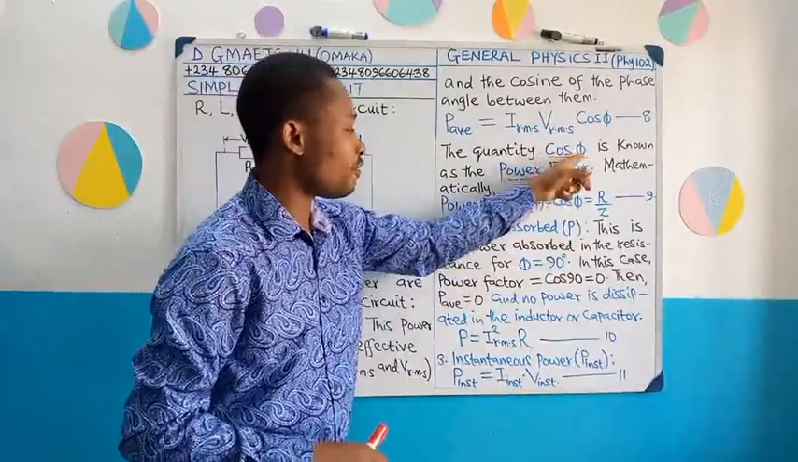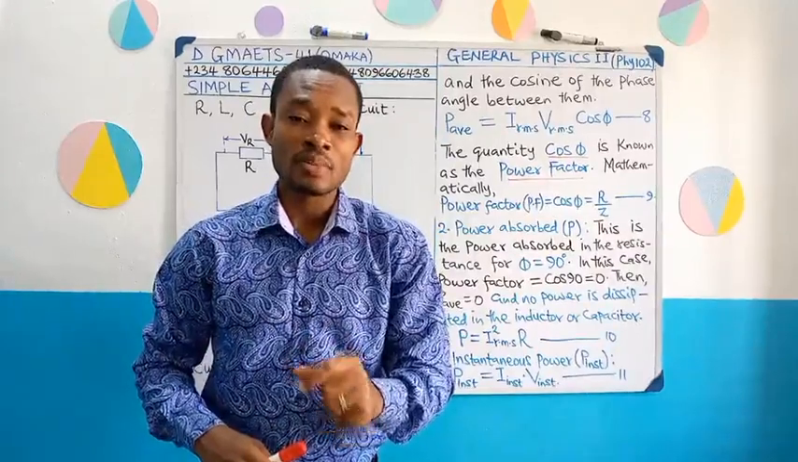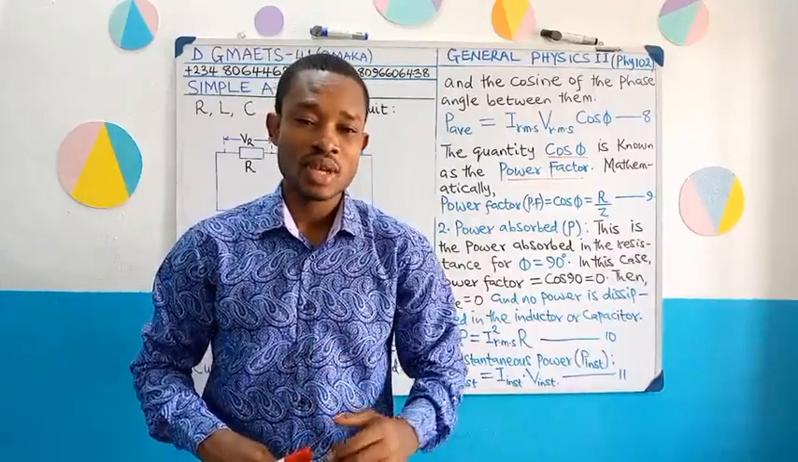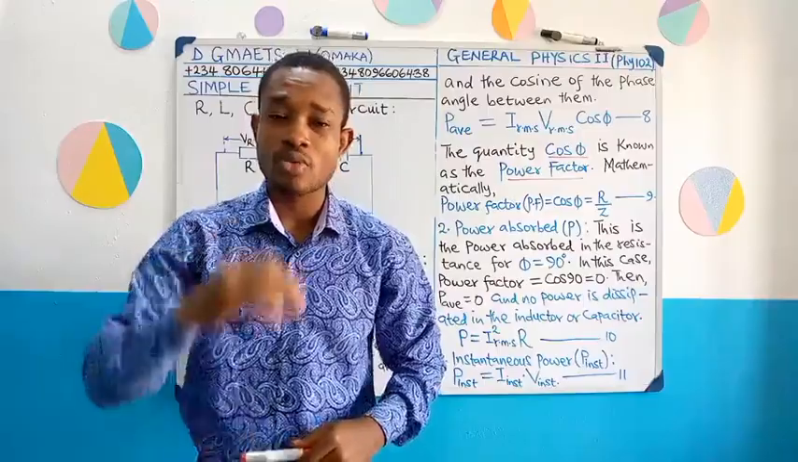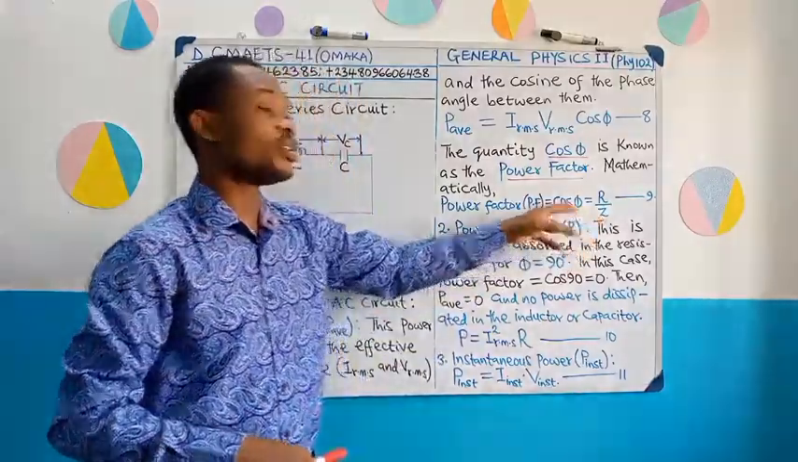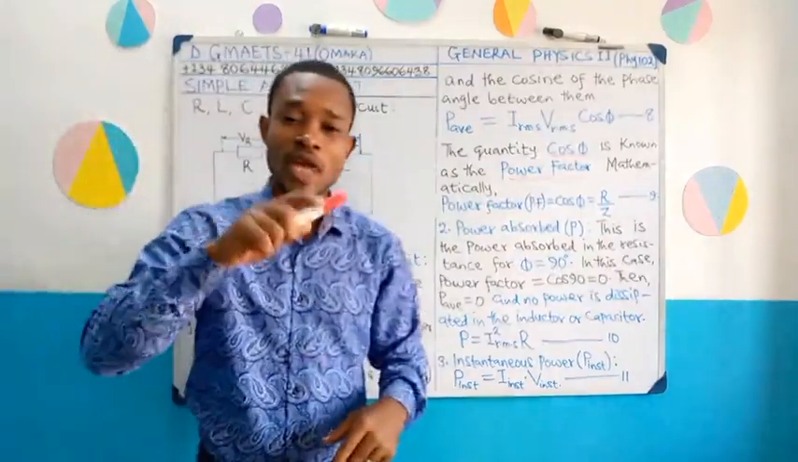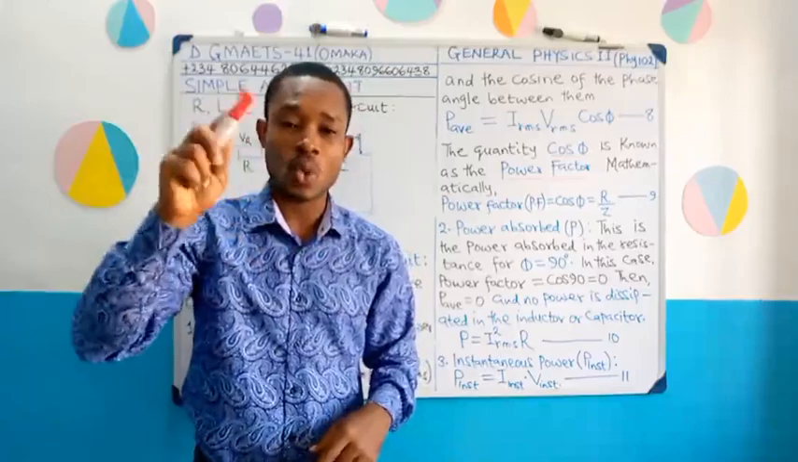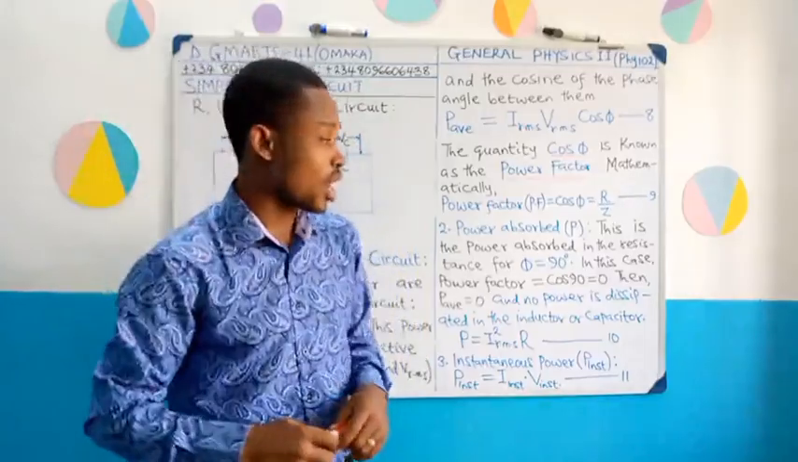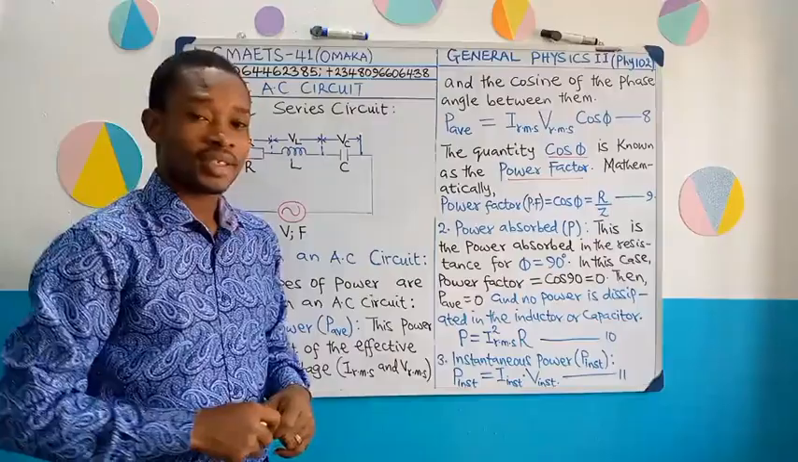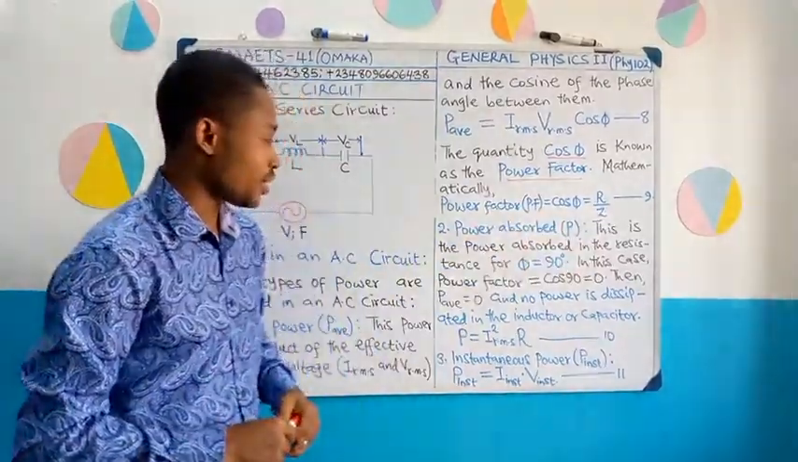Having defined cos phi as our power factor, the power factor mathematically is obtained from resistance and impedance. Cos phi, which is the power factor, is equal to resistance divided by the impedance in this circuit. And of course, not to forget, the impedance Z is equal to the square root of R squared plus (XL minus XC) squared. That gives us the impedance. Equation 9 defines our power factor. I use PF to represent that.